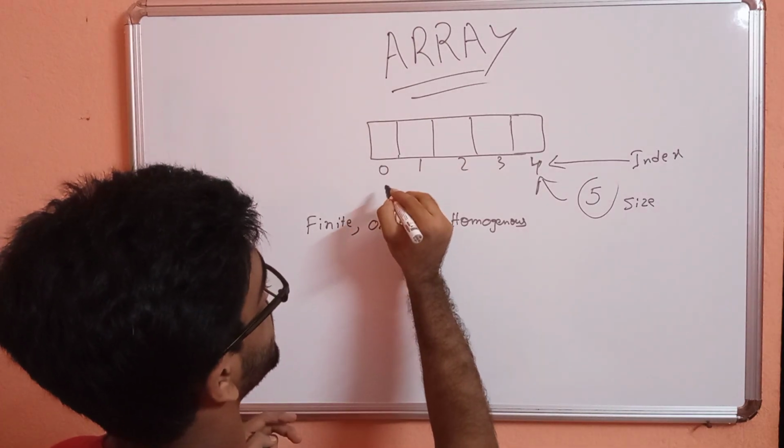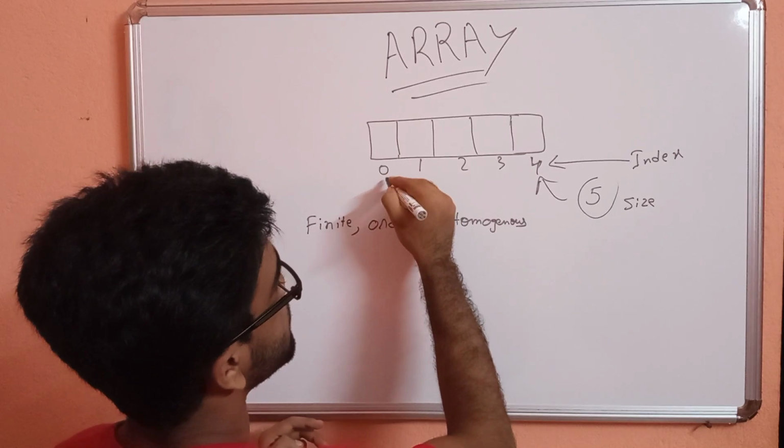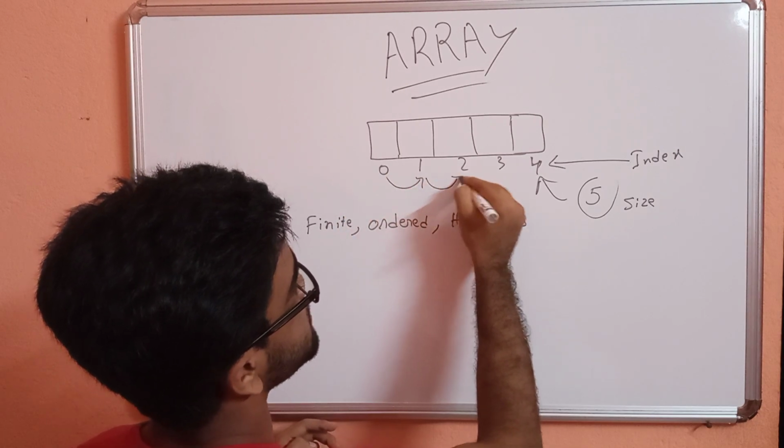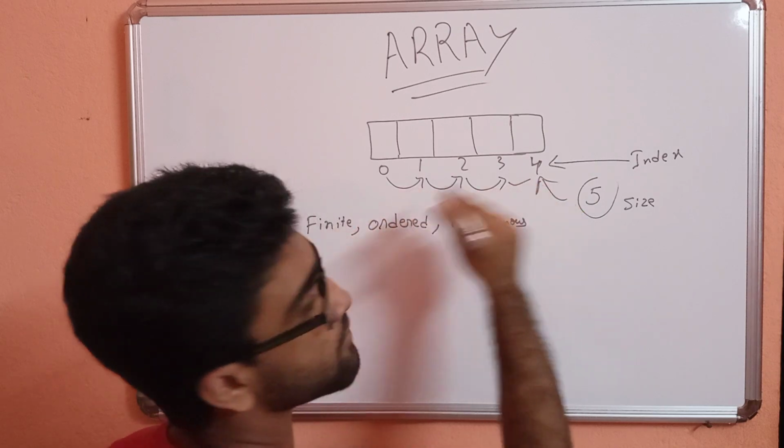Okay, and ordered, what is ordered? An array stores elements in a contiguous manner in the memory location, one after the other.